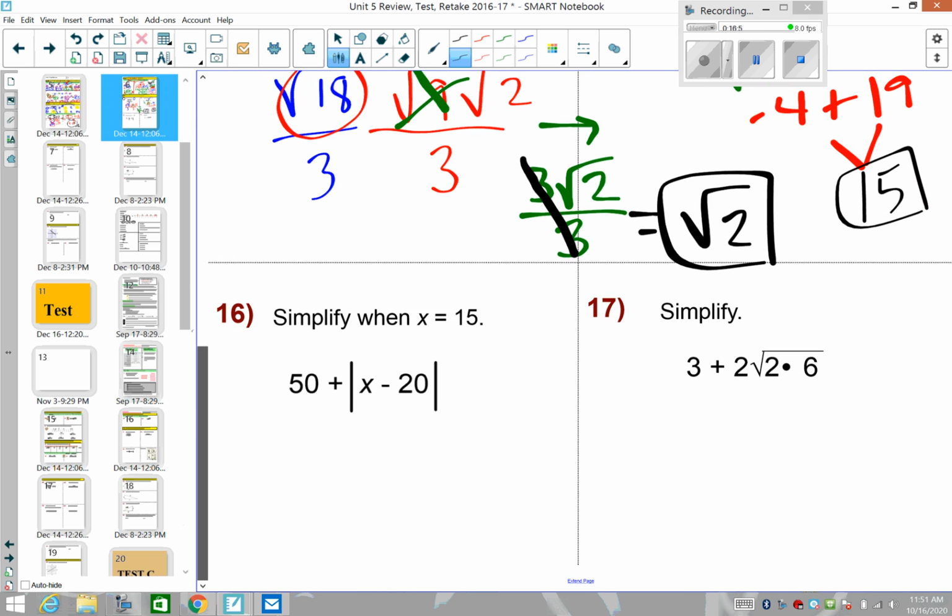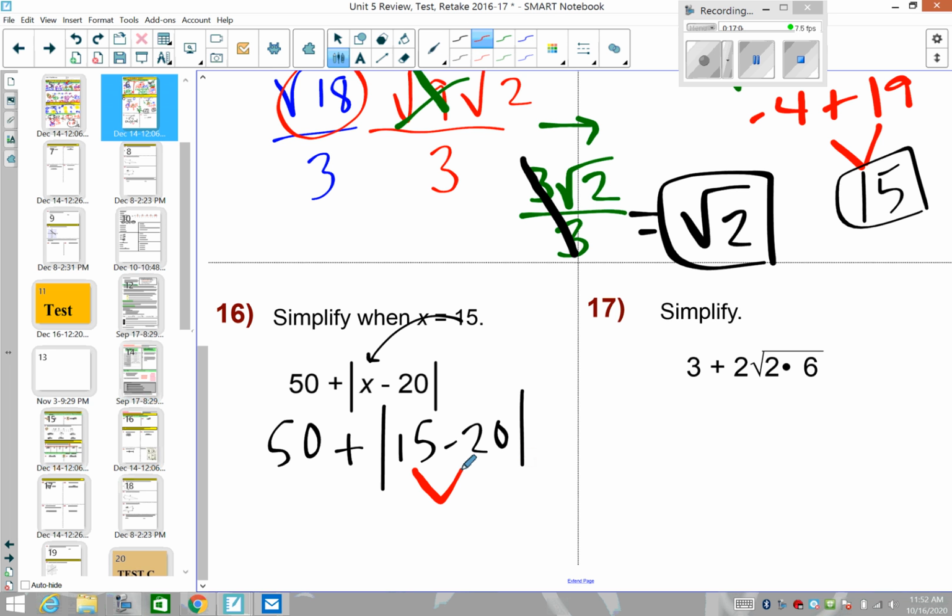All right, y'all. Question 16. We're going to substitute 15 into the absolute value. So we have 50 plus 15 minus 20. Inside of here, you know, that's a grouping symbol. We have to do that first. I was just talking about that, this functions like a parenthesis. It has to happen first.